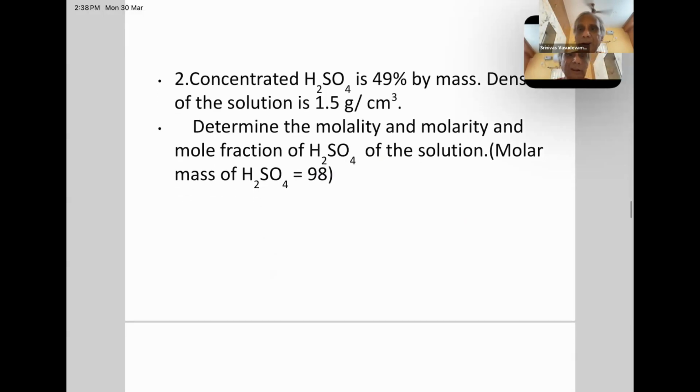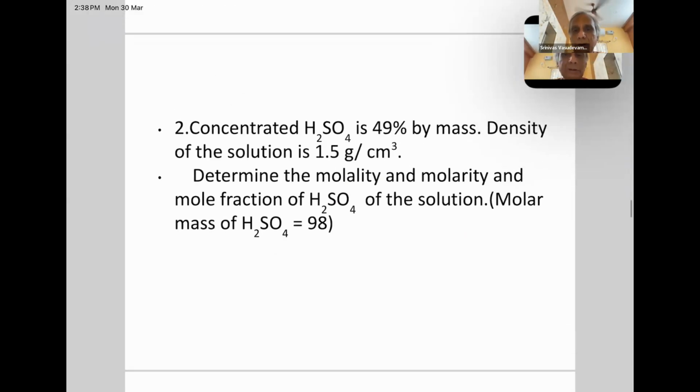Concentrated sulfuric acid is 49% by mass. Density of the solution is 1.5 gram per centimeter cube. Determine its molality and mole fraction of sulfuric acid in the solution. Molecular mass of sulfuric acid is 98.